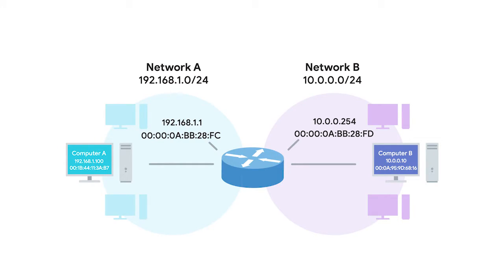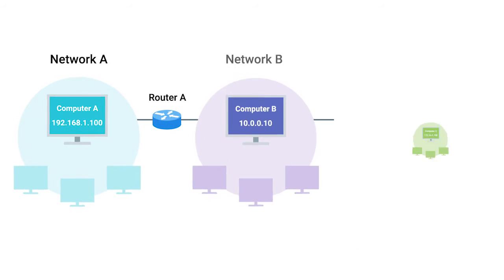That's a pretty basic example of how routing works, but let's make it a little more complicated and introduce a third network. Everything else is still the same. We have network A, whose address space is 192.168.1.0/24. We have network B, whose address space is 10.0.0.0/24. The router that bridges these two networks still has the IPs of 192.168.1.1 on network A and 10.0.0.254 on network B.